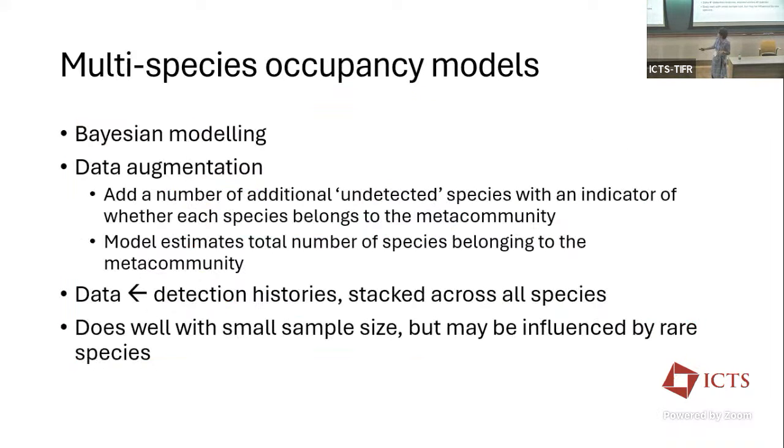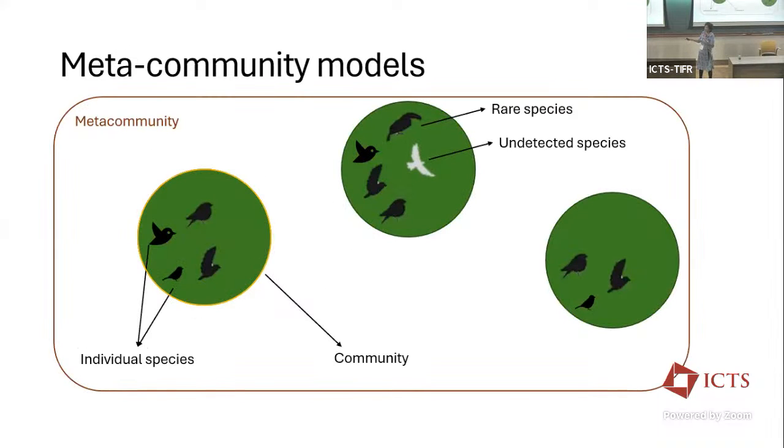So the multi-species occupancy model uses what is called data augmentation. That is, it says there are a number of birds, undetected, unnamed birds, that I'm just going to plug into this system and say these are not detected. And then it uses your data to code whether those added birds belong in your meta-community or they belong outside your meta-community. Just belong in your meta-community or not.